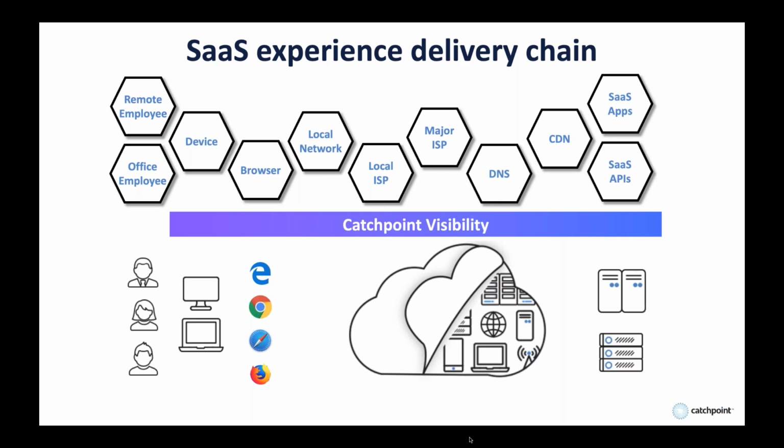So it's very important for you to map out how your users, your employees, are accessing those SaaS applications from the various locations you have, and make sure, okay, I need to monitor all these moving parts, because if you don't, you're going to waste a lot of time trying to identify which one of these pieces is causing issues. So this is the SaaS experience delivery chain.